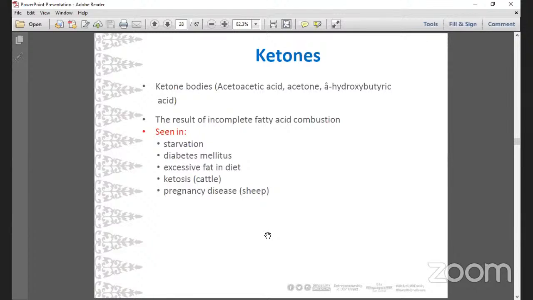However, the urine stick we use is more sensitive to acetoacetic acid compared to the other types of ketone bodies. These ketone bodies are related to a decrease in the carbohydrate available for energy metabolism. That's why in cases of starvation, diabetes mellitus, excessive fat in the diet, ketosis, and also pregnancy toxemia, we will see the presence of ketone bodies in the urine.